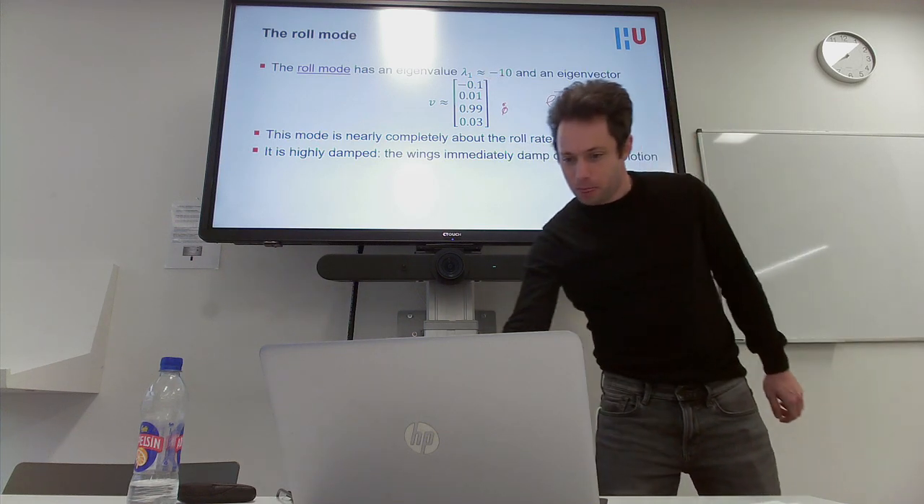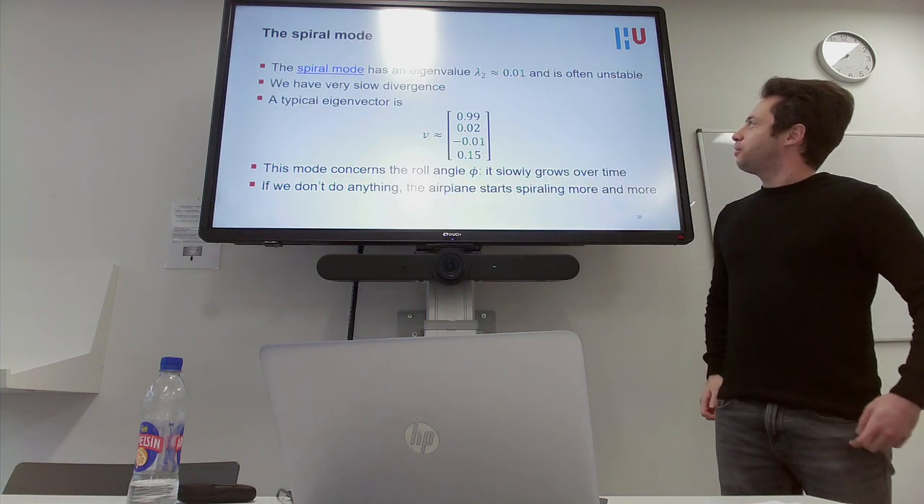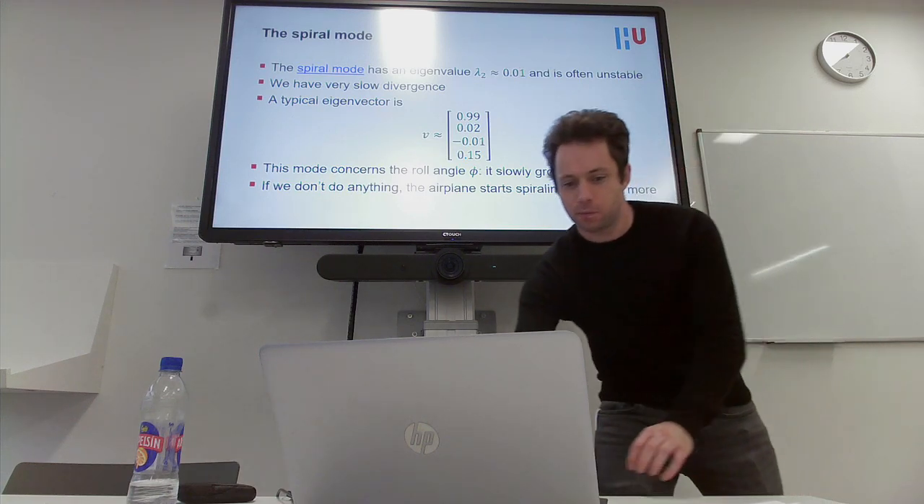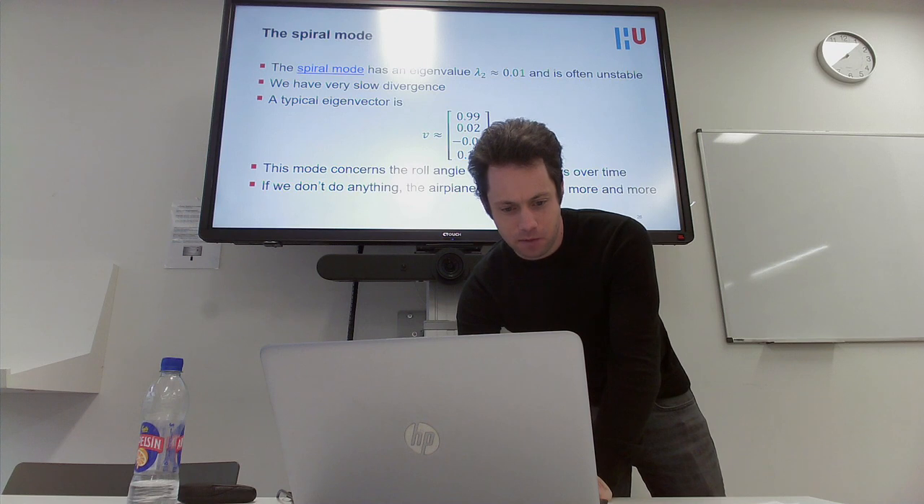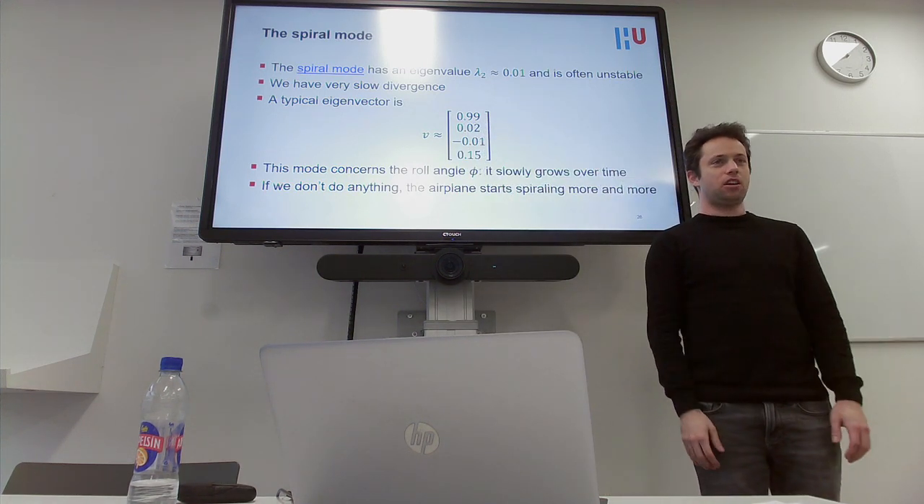So that's cool. But we also have another one, the so-called spiral mode. The eigenvalue is 0.01. That is positive. What does that mean? Is it stable or unstable? Unstable. So airplanes are unstable. They're all crashing.